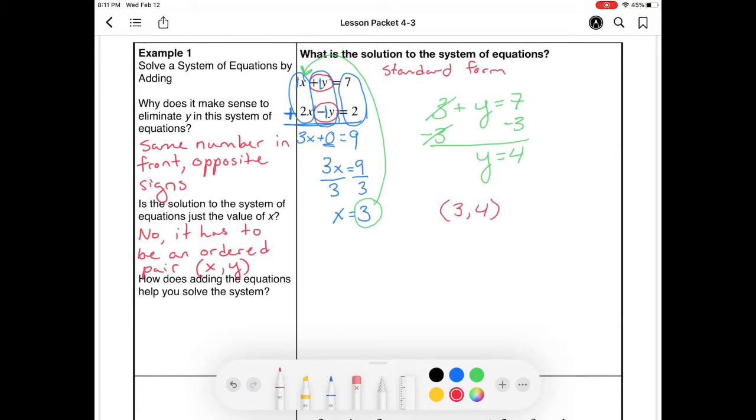Now the last question, how does adding the equations help you solve the system? When we add the equations, those two opposite values cancel each other out, and we quickly eliminate one of the variables. By eliminating one of the variables, it makes it a lot easier to solve for the other variable.